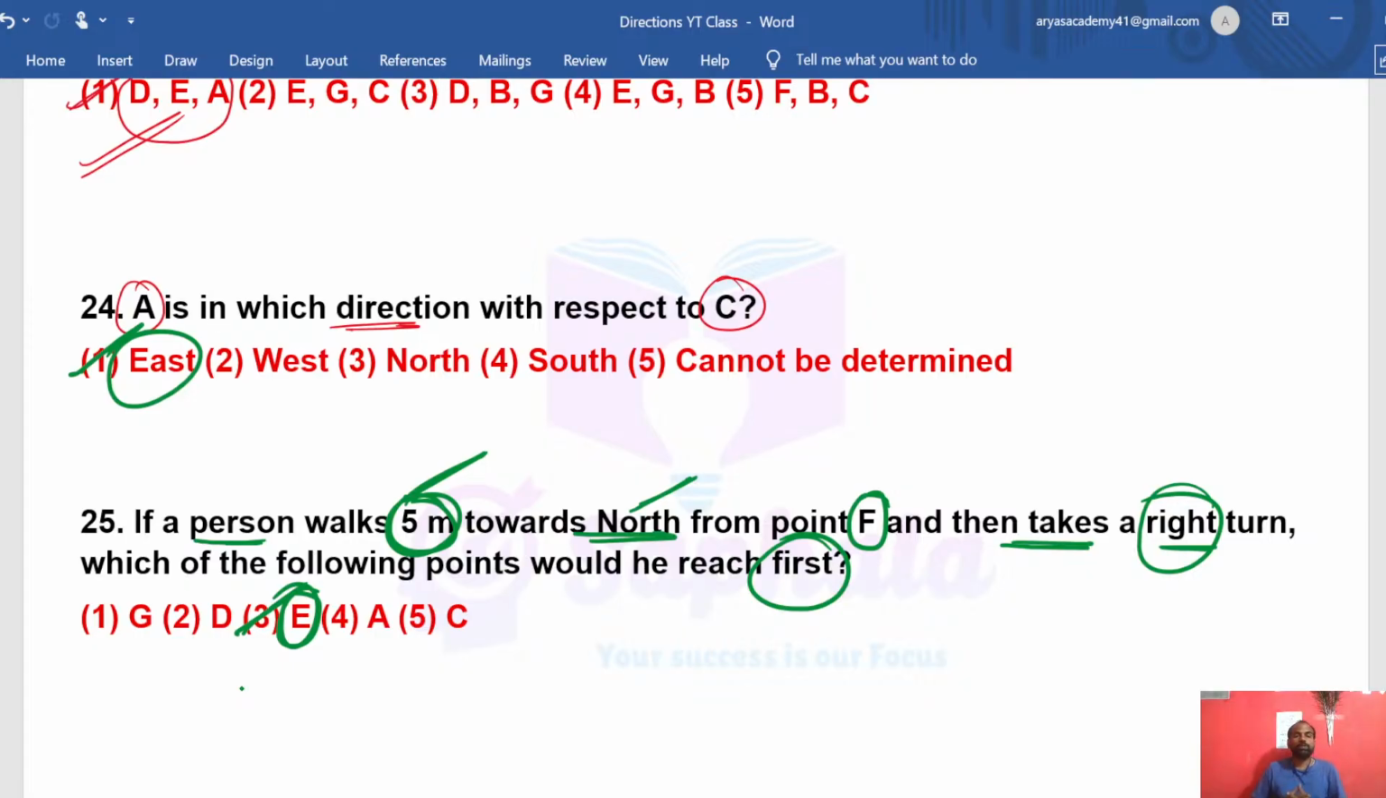So have you understood this question, which we have solved? 3 questions were solved. But have you understood the diagram and the method that I have used to solve all the questions? They are very easy.